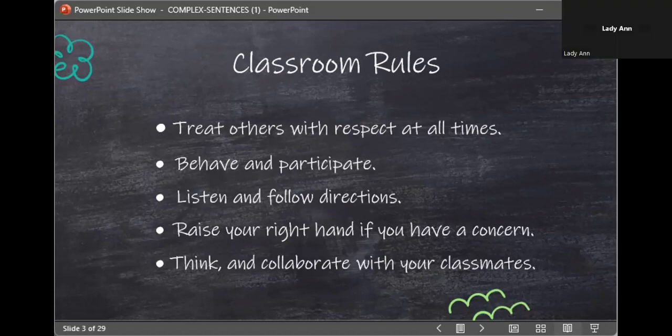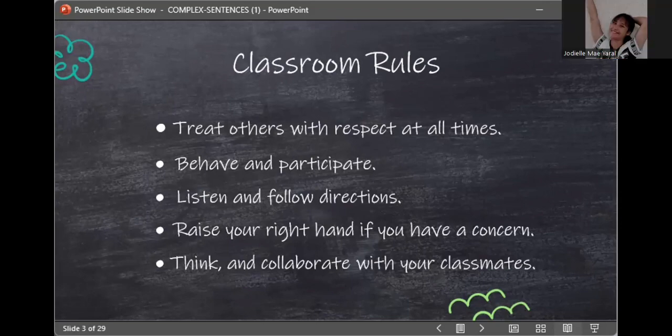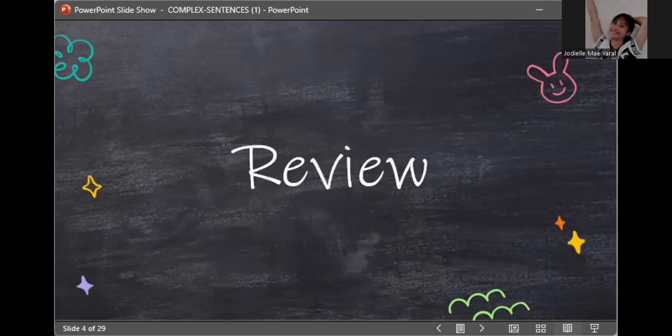Before we start our class, kindly read our classroom rules. Treat others with respect at all times. Behave and participate. Listen and follow directions. Please raise your right hand if you have a concern, and think and collaborate with your classmates. Okay, thank you for that. I hope that these rules will be maintained throughout our class session. Is that clear, class? Yes, sir.